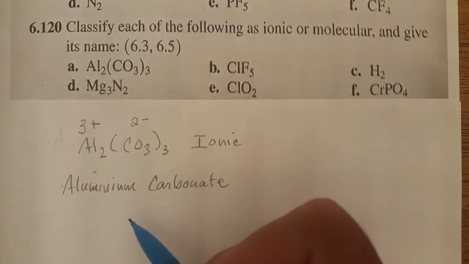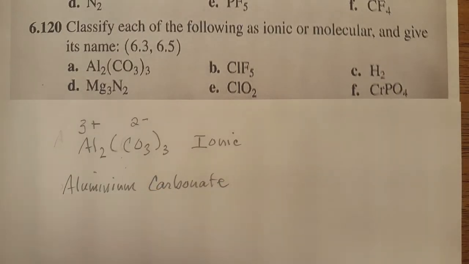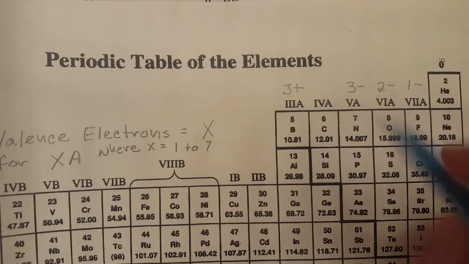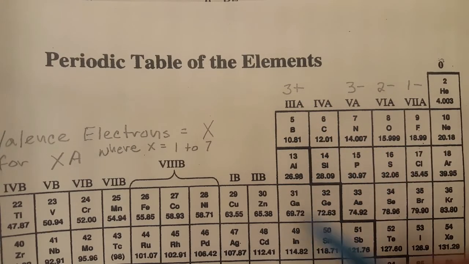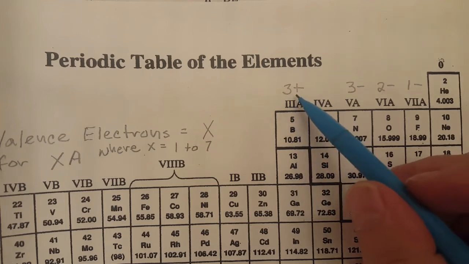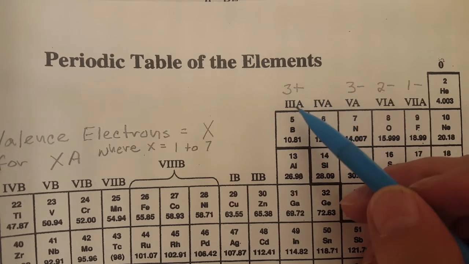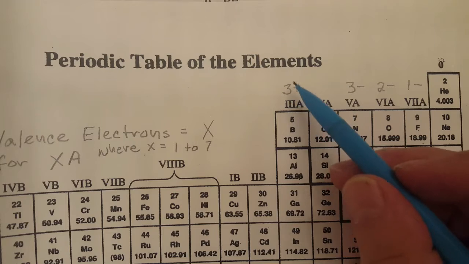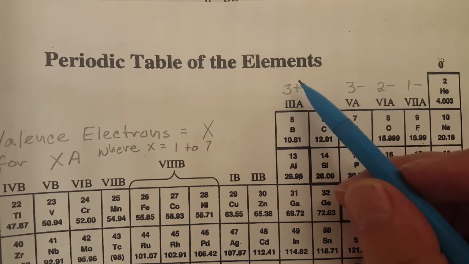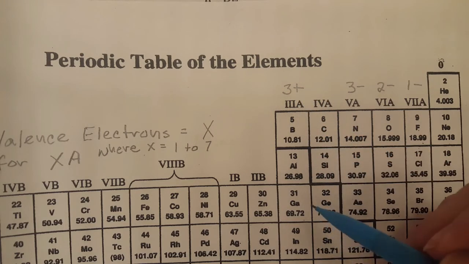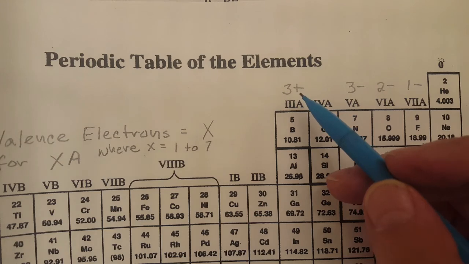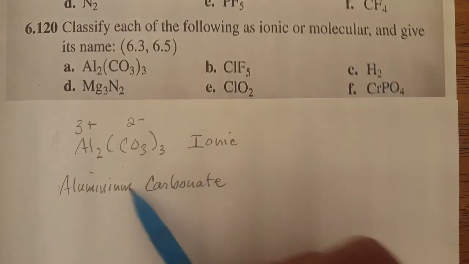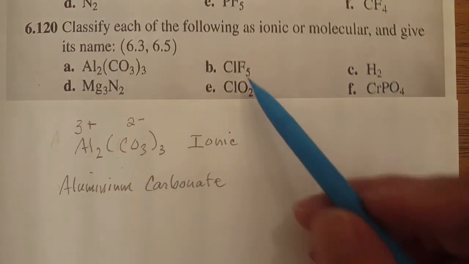We don't have to use a Roman numeral because aluminum is monocharged. All of the elements in this group, when they ionize, form a 3 plus charge, and that's all they form. It's never going to be anything other than 3 plus for these elements. Therefore, we don't need to indicate a Roman numeral, since it's always going to be 3 plus. So this is aluminum carbonate.